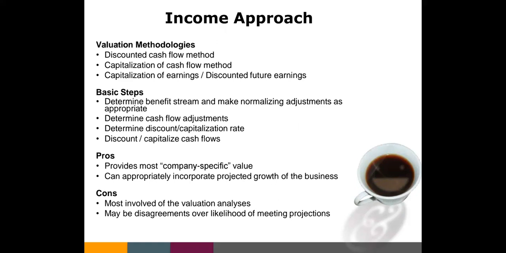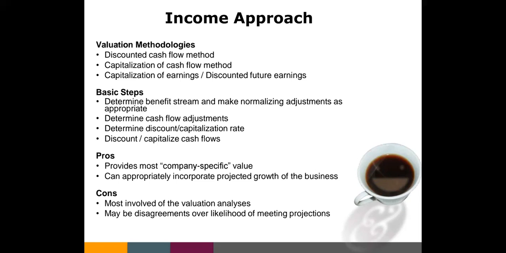Okay, how do we calculate the income approach? The basic steps. First, we need to determine benefit streams and make normalizing adjustments as appropriate. We need to see what the benefit streams are, and make normalizing adjustments as appropriate. If there is any kind of allocation, appropriation, or other kind of adjustments, all those things should be done before going for this income approach. So normalization has to be done.